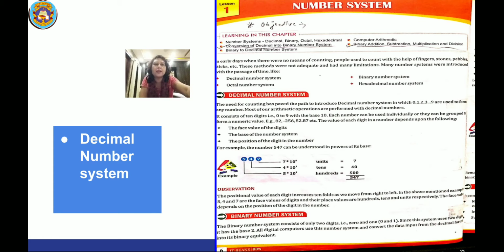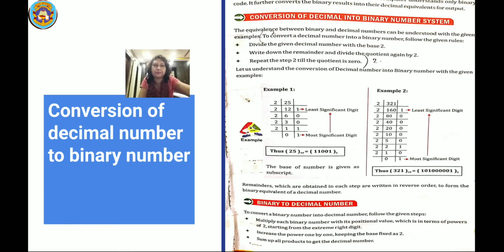The binary number system consists of 2 digits, that is 0 and 1, and since it consists of 2 digits, the base of the binary number system is 2. All the computers use this number system. They convert the data input from the decimal form into its binary equivalent and again give the decimal equivalent to the user.